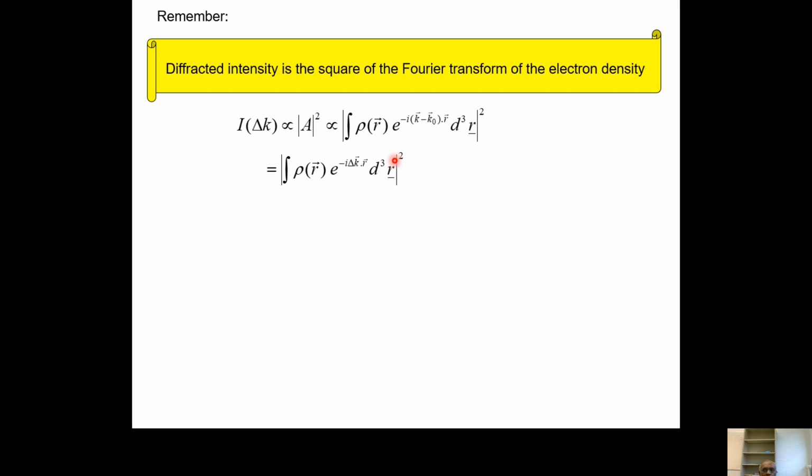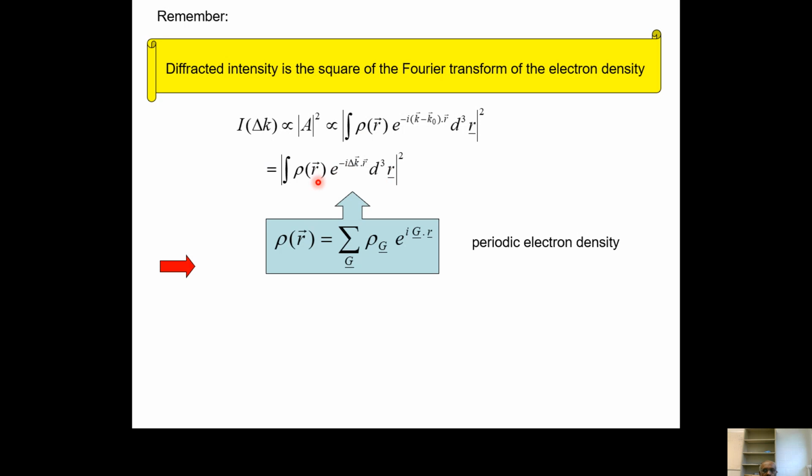So now this is where we started, right? Your intensity is a function of your delta k, where delta k is k minus k0. That's the square of the Fourier transform of your rho r. Because of translational invariance, we write rho r as a sum over these G vectors. Remember, these are the reciprocal lattice vectors, the translational vector G.